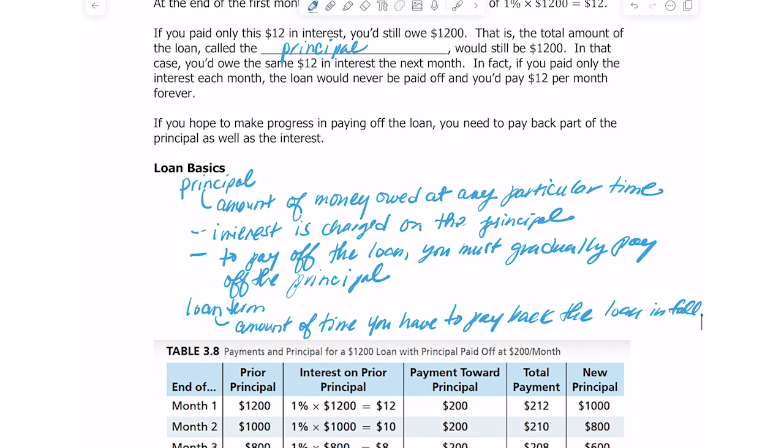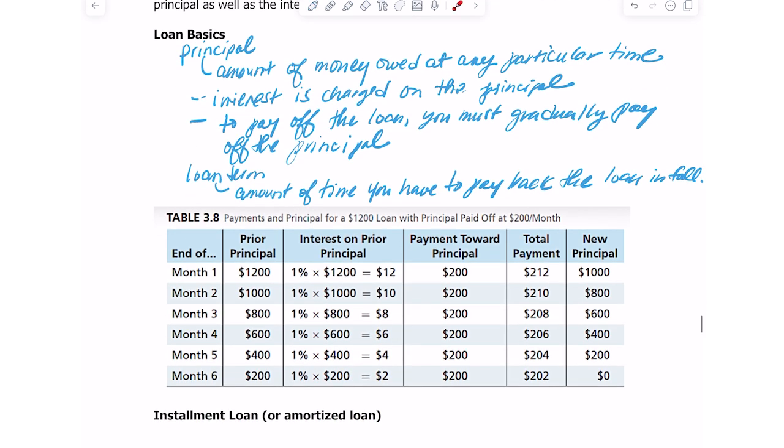Here's an example of how making payments towards the principal lowers the amount owed on the loan. If we start out with $1,200 as our prior principal, and we keep paying $200 towards that principal, 1,200 minus 200 gives us 1,000, 1,000 minus 200 gives us 800, and so on. Eventually we can work our way down to $0 by paying off that loan.